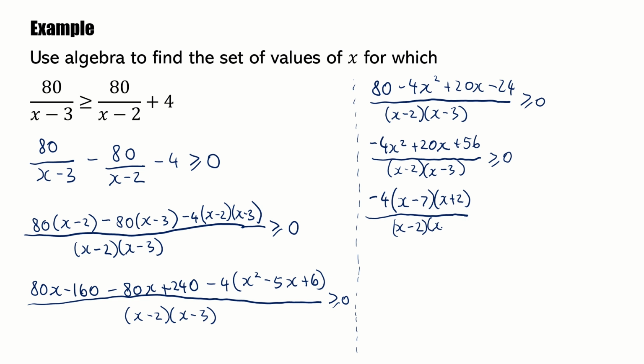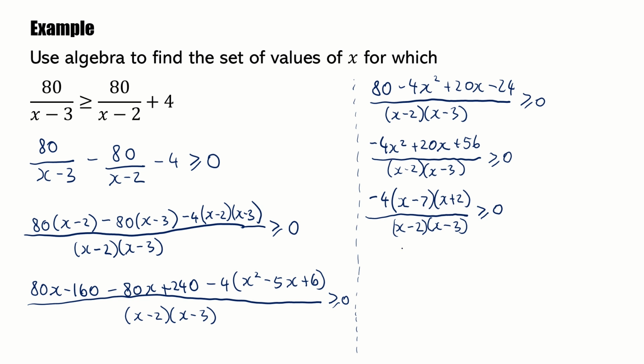In case you're wondering how I spotted that, I noticed that if we divided that entire quadratic by -4, you get an x squared minus 5x minus 14. So that's why I was able to do that by inspection. Of course, you can use the quadratic formula to help you know how to factorise it if you prefer.